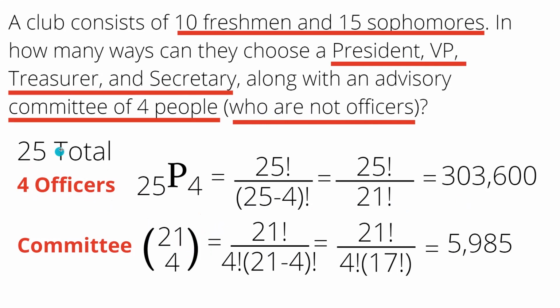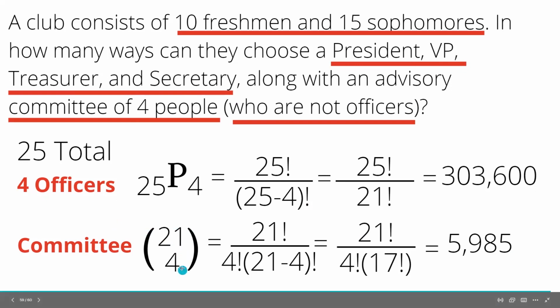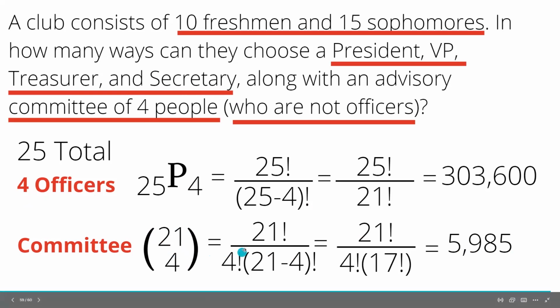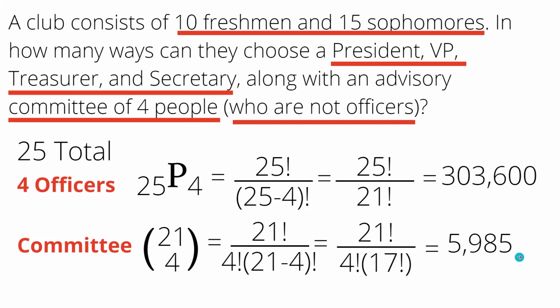Okay, so because we have out of this 25, 4 of them became officers. Now we have 21 left, and we're going to make a committee of 4. If you remember that the committee means that you're going to use a combination. So this is your combination formula. I highly recommend that you put this in your calculator and you get 5,985. Now that's all great, but what's the answer to this problem?